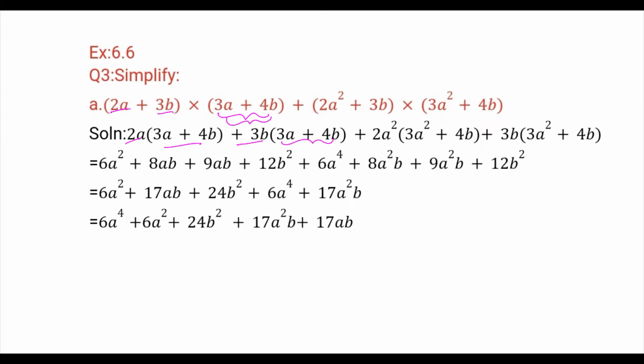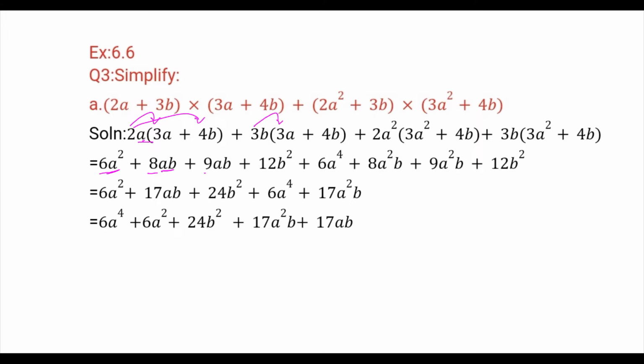Next we have 2a square will multiply both of this. Next we have plus 3b, so we'll multiply both of this here again. Okay, so then once we're done with that, let's start the multiplication. 2 3s are 6, then a into a square, then 2 4s are 8, then a into b, we'll have here ab.